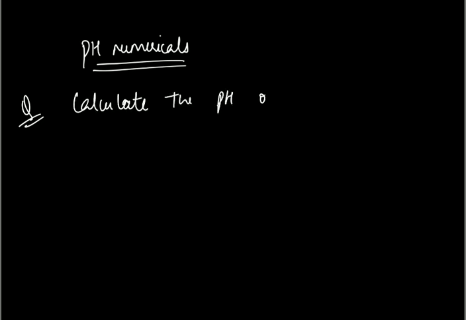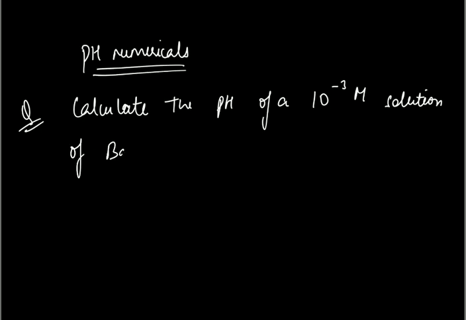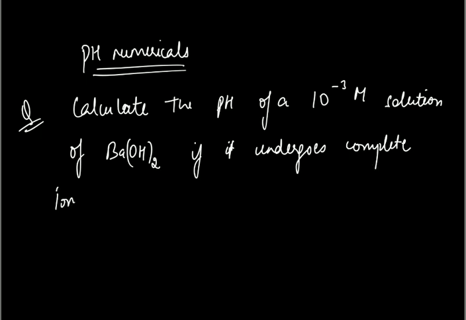In this question, calculate the pH of a 10 raised to the power minus 3 molar solution of barium hydroxide if it undergoes complete ionization.